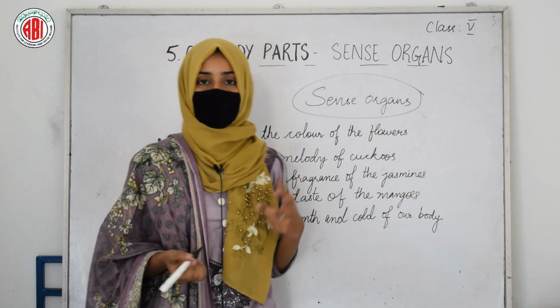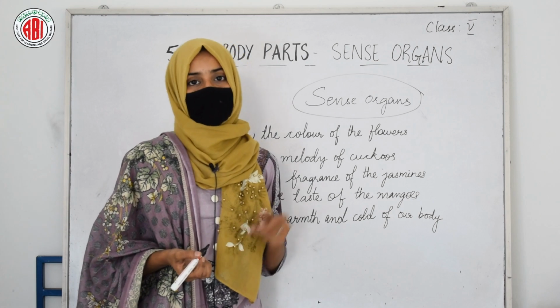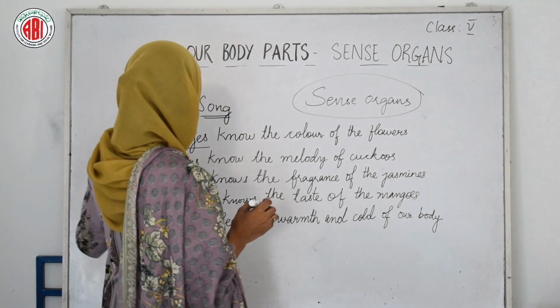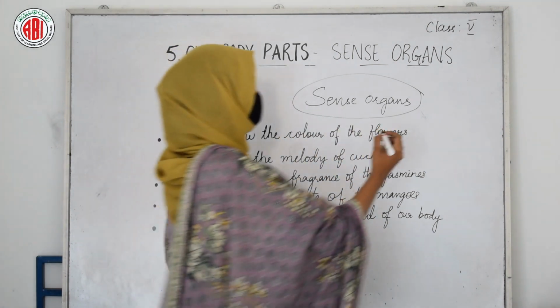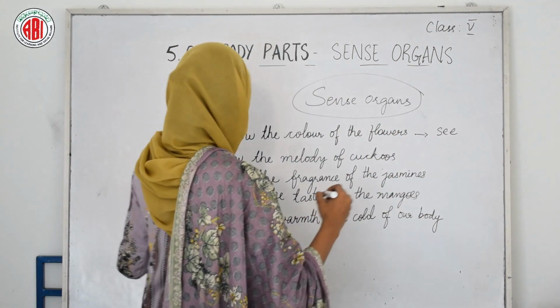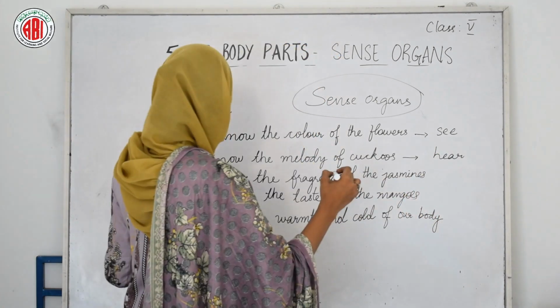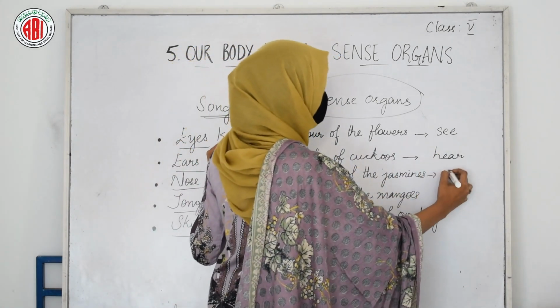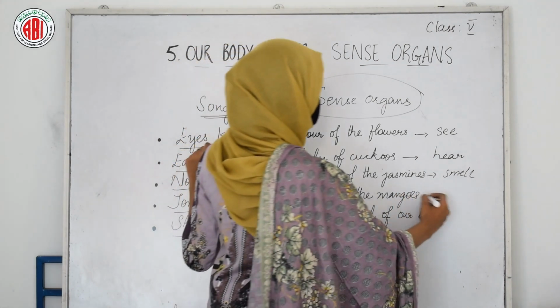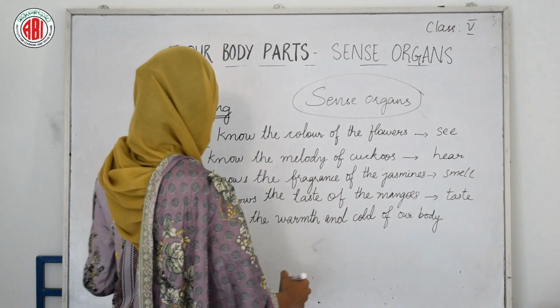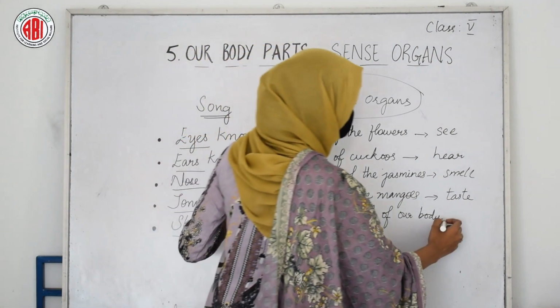As they help to sense the feelings, they are called sense organs, and they are 5 in number. Eyes are the sense organs that help us to see, ears help us to hear or listen, nose helps us to smell, tongue helps us to taste the food products and different things, and skin helps us to feel.